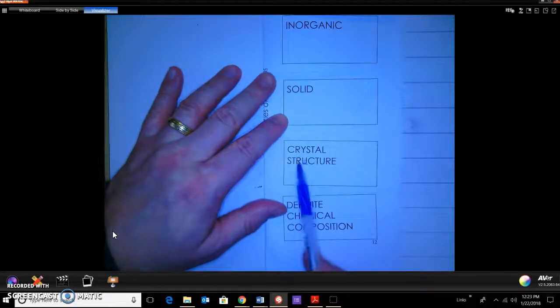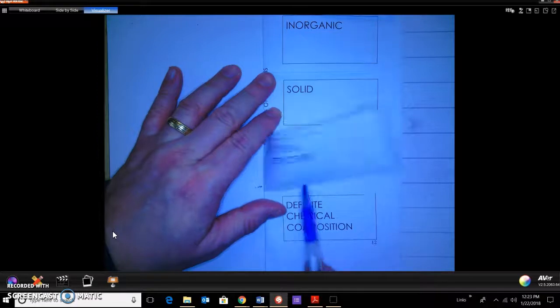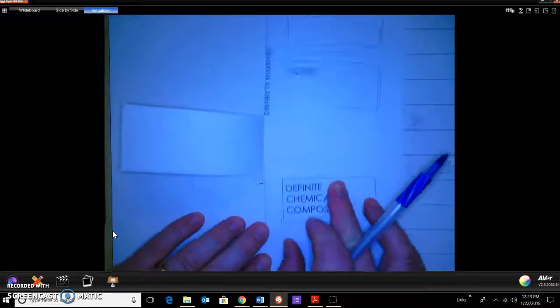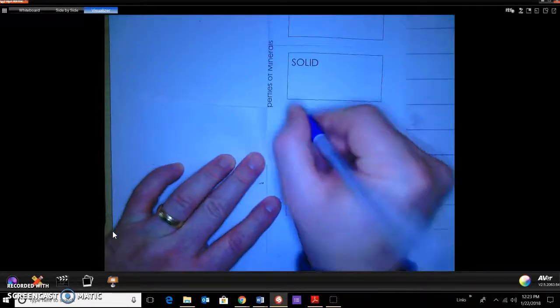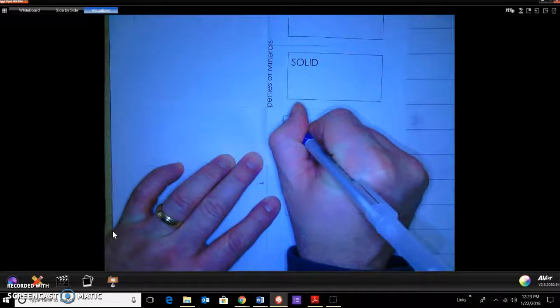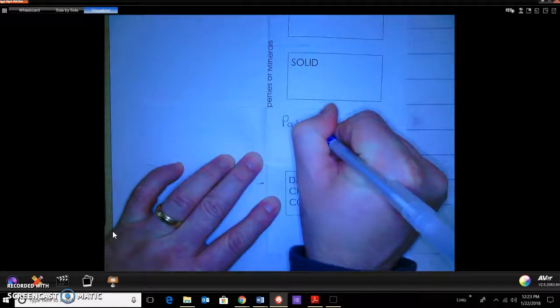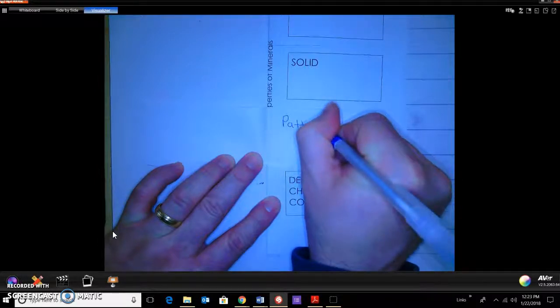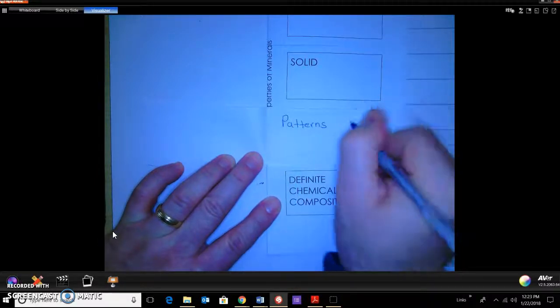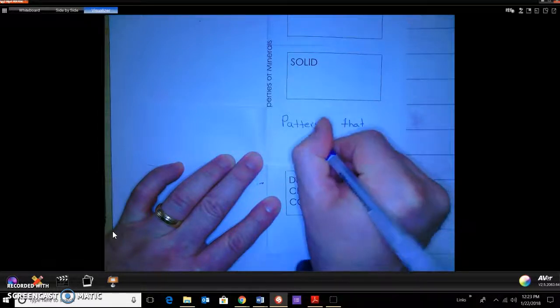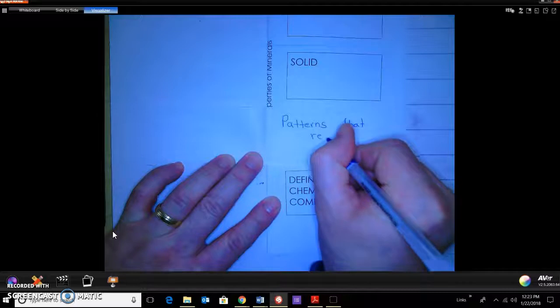All right? Going down to the next tab and open up where it says crystal structure. Open that tab. And a key concept or a thought from this that you need to know is that it must have patterns. And we're going to look at different patterns from different crystals, actually. They must have patterns that repeat. It's kind of an important thing in order for it to be a mineral.